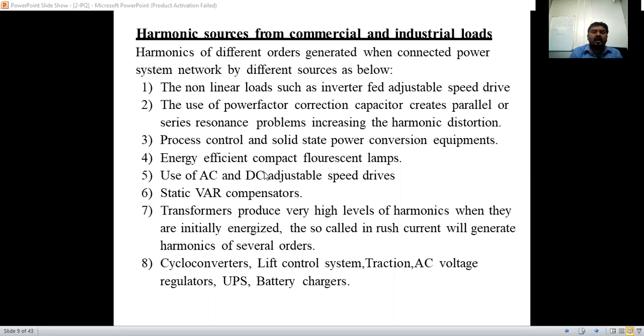The term they have added here is static VAR compensator. These are nothing but what we call SVC, static VAR compensators.